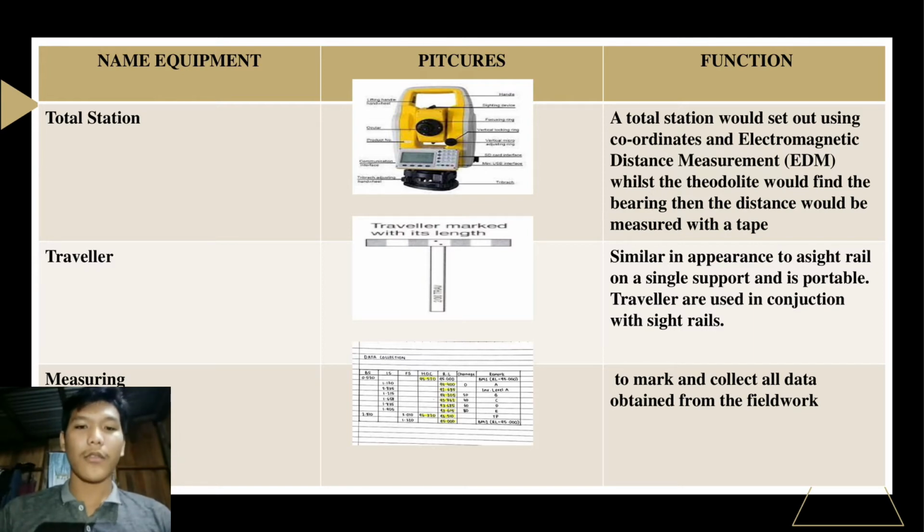Number 8 is the traveler. A traveler is similar in appearance to a side rail on a single spot and is portable. Travelers are used in conjunction with side rails. And lastly, the equipment for measuring data is to mark and collect all data options from the fieldwork.